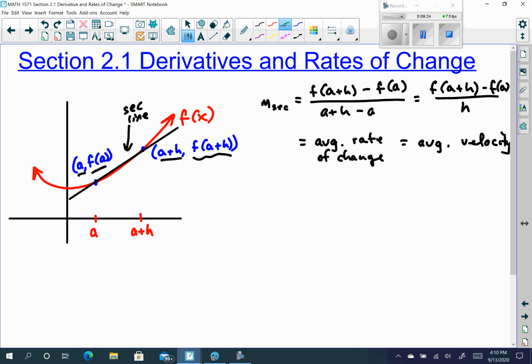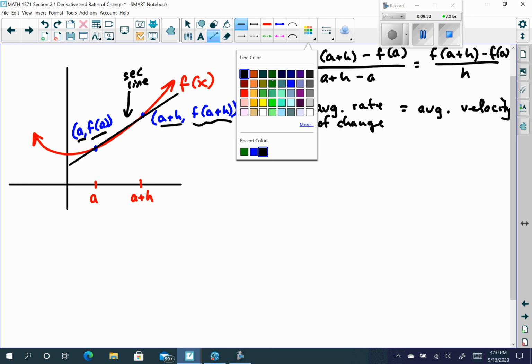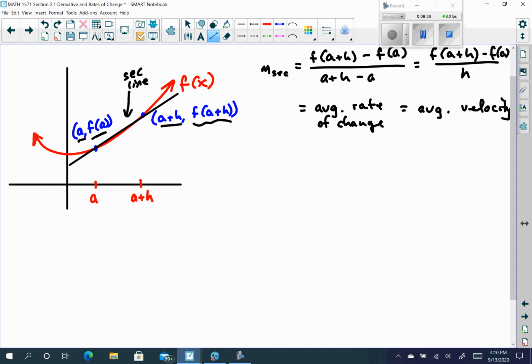And we see that question come up quite a bit in our past homework and sections that we've been looking at. Now let's say I wanted to find the slope of a tangent line right here at a. So this would be an example of my tangent line drawn in there where it only touches or intersects the curve at one point. So this is my tangent line. So that's going to happen if I start to move this point here closer, or a plus h is getting closer to a. So if that's getting closer to a, that means my h is decreasing.